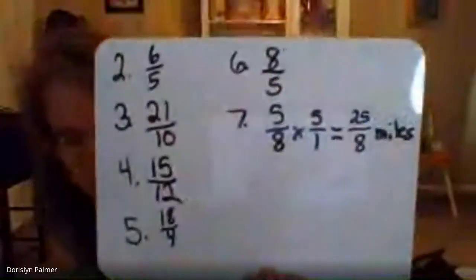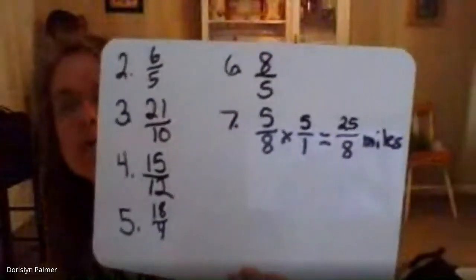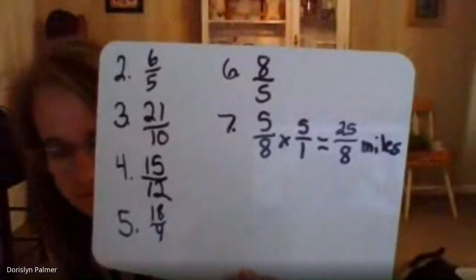Matthew walks 5/8 mile to the bus stop each morning. How far will he walk in 5 days? So that's like a multiplication problem, Yash. 25/8. Good. And what label do you want to give it? 25/8 miles. Very good. Good job. Okay, and we have another word problem for Erin.